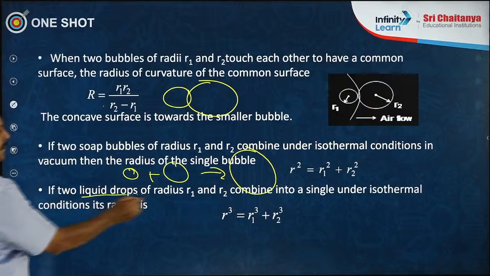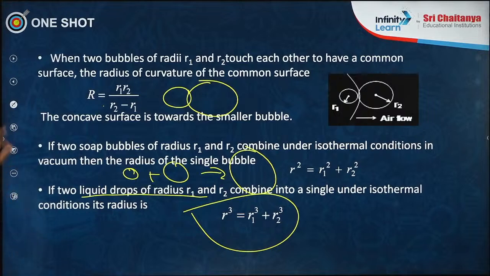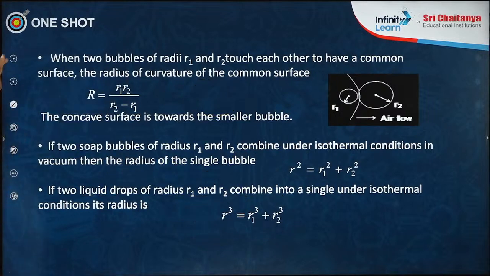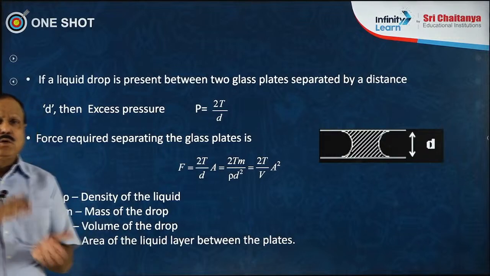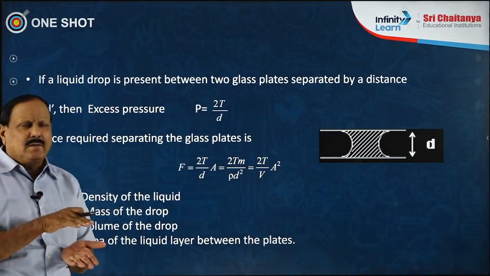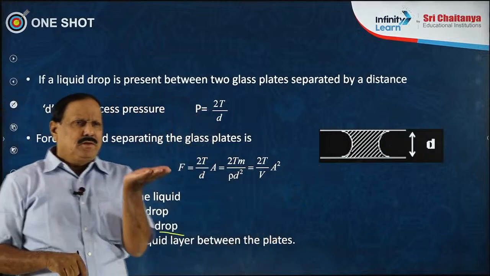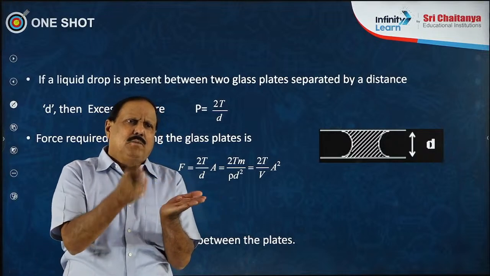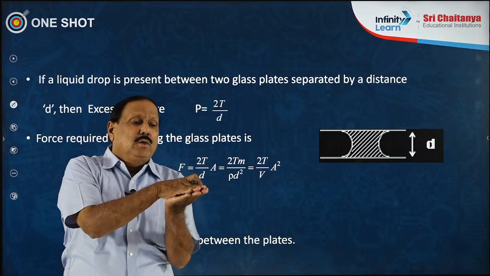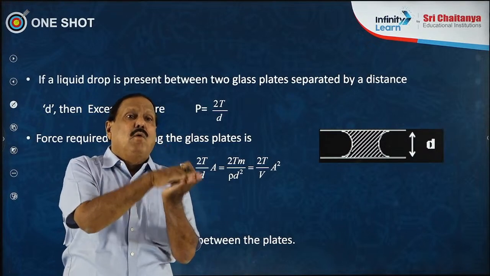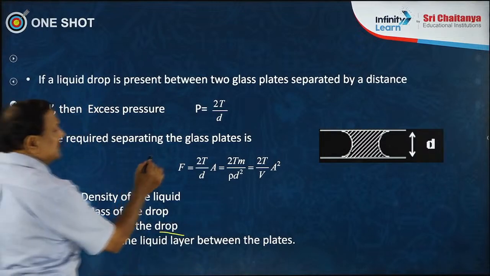Here drops are combining, instead of bubbles. What is the radius of the combined drop? And another thing is, if we consider two glass plates, and in between the two glass plates you put a drop of water, suppose take one plate, put a drop of water, put another plate. Now you can observe easily in your daily life also, you cannot separate them. You require more force to separate them. So, what is the force required to separate the plates?